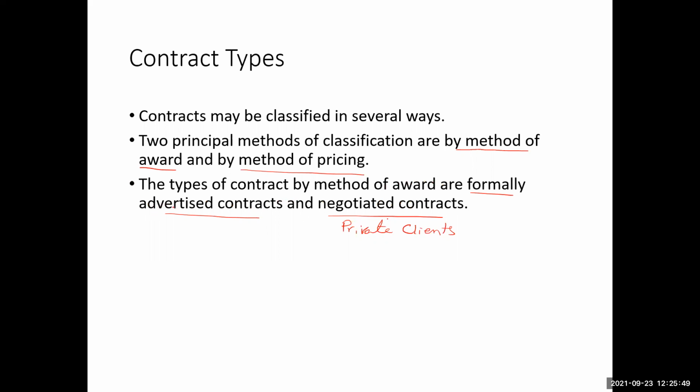So these are the two types of contracts by the method of award: advertised and negotiated contracts. The advertised contracts are mostly for the government sector, because here public money, taxpayers' money, is involved. So you cannot just approach the contractor of your liking and negotiate the contract with them. It is not that easy. Therefore, you have to have an open competition, just like in the advertised contract. So these are the two types of contracts.